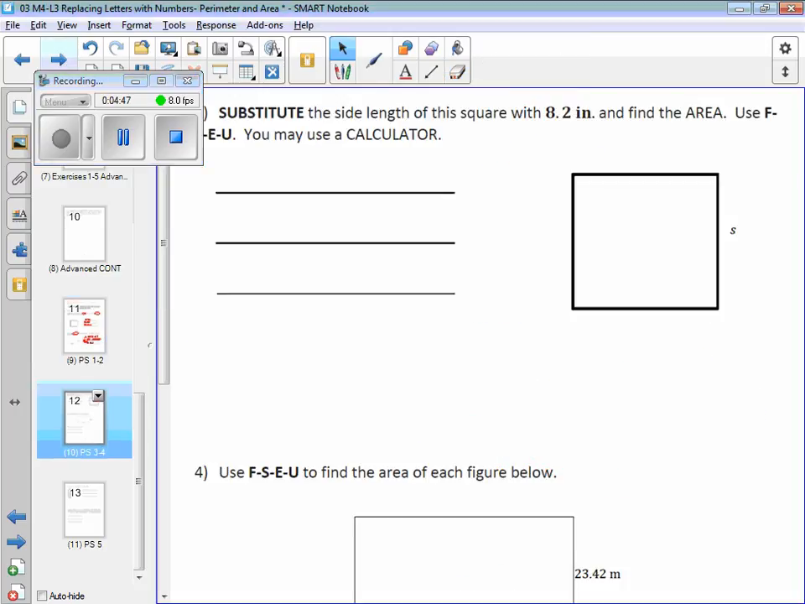Tell you what, let me write it just to speed it up a little bit, okay? Formula first. What are they asking for? Area, perimeter, or volume? Circle it like we did back when we did ratios, so we know what's what. What kind of shape is it? Square. Okay, so I need the formula for the area of the square.